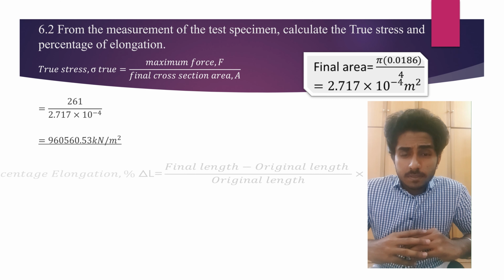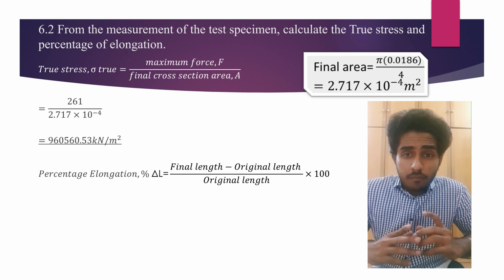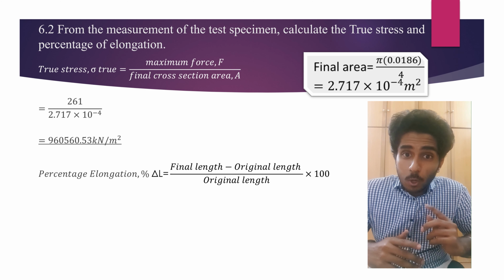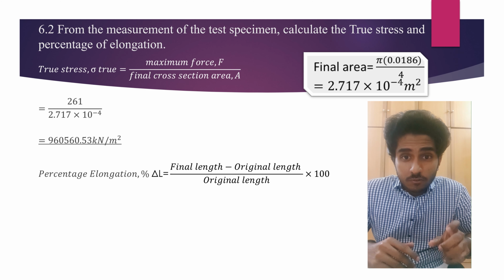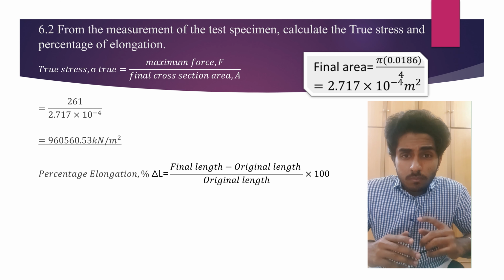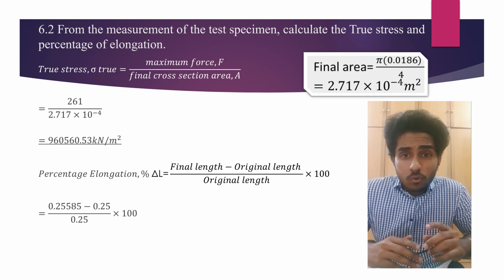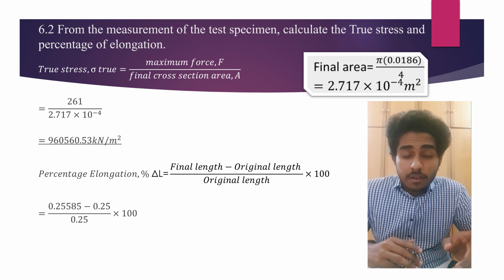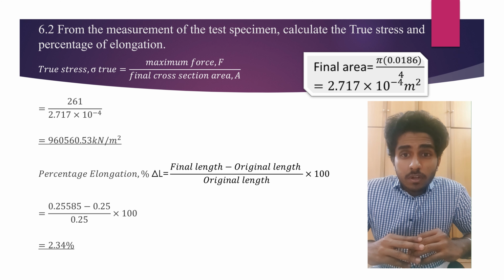To get the percentage of elongation, we have to take the final length minus the original length and divide it with the original length as well. Then we have to times the value with 100. So from this we have to take 0.25585 minus 0.25 and divided with 0.25 as well, then times with 100. We will get a percentage of 2.34 from this experiment for the percentage of elongation.